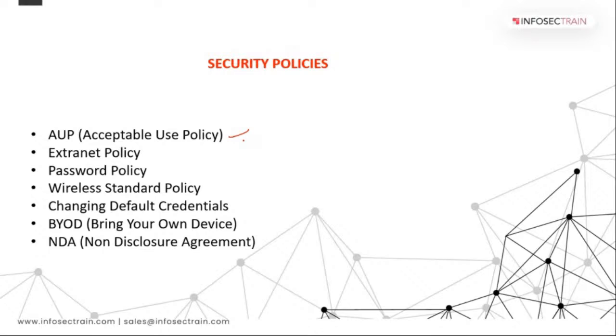Right? So if you are using a resource like the coffee machine, that is accepted. But if you are a non-IT person, a non-technical person, and you are trying to access the server, that is not accepted. So in the acceptable use policy, it is written for your job role what things are accepted, what things you can use, and what things you cannot. Right? Then next we have extranet.